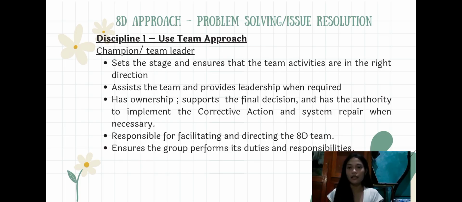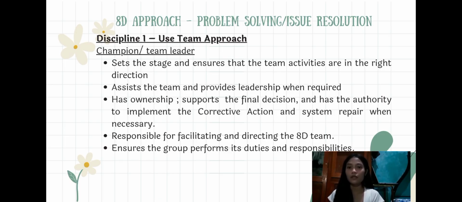So assist the team and provide leadership when required. So they help and guide the team whenever needed. Has ownership, support the final decision, and has the authority to implement the corrective action and system repair when necessary. They take ownership of the process and support the final decisions made by the team.